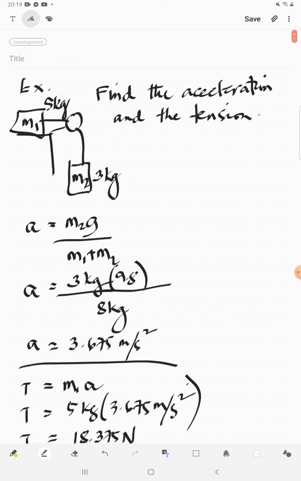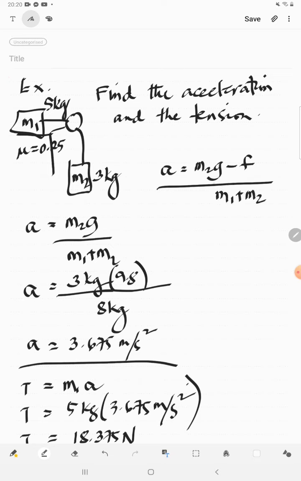Okay, so let's say that we will have the same example, but in this manner. Now the M1 has a frictional force and mu is equal to 0.25. Okay, so find the acceleration and the tension across the two masses. Okay, so if this example now has a frictional force, our A is simply now equal to M2G minus frictional force divided by M1 plus M2.